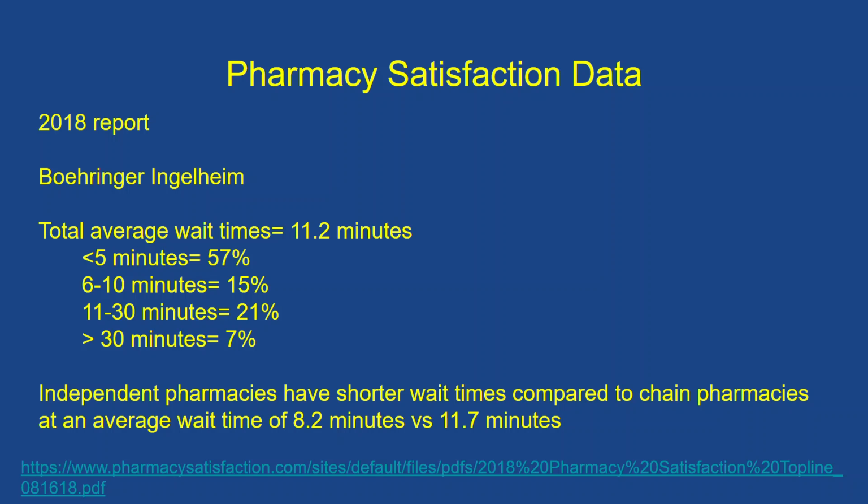The study also shows that independent pharmacies have a shorter wait time compared to your major chain pharmacies, and those wait times are 8.2 minutes versus 11.7 minutes. There is a link below that you can click to see the full satisfaction data report. There's other factors that they report, such as pharmacy satisfaction, how well the patients like going to that particular pharmacy. But I just wanted to show you this so you can see that on average it's about 11 minutes or so, but most prescriptions are filled in less than 10 minutes.